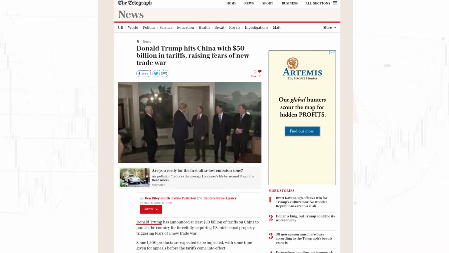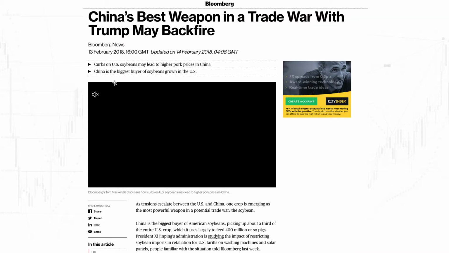So this is going to be a fundamental and sentiment play, right? And this was released on March 22nd. There were also rumblings of the China trade wars as early as February the 13th, updated on the 14th. China's best weapon in a trade war with Trump may backfire. And as it says, as tensions escalate between the US and China, one crop is emerging, and it talks about soya beans. So they were talking about tensions escalating between the US and China from as early as February.